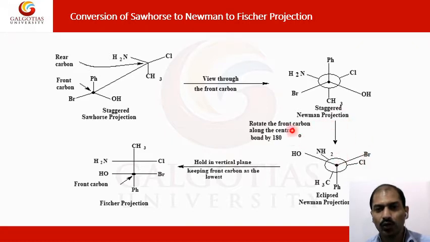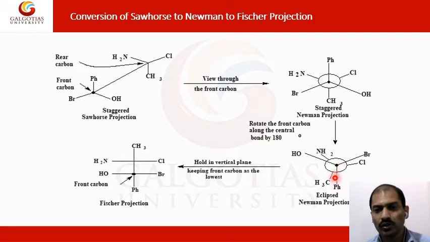So by rotating the front carbon along the central bond by 180-degree. Now what do you have to do? This front carbon you have to rotate by 180-degree. So what will happen? You have to see what changes will be there. If you are rotating this carbon by 180-degree, then what will be the change? This phenyl will come to this side. So similarly here, this phenyl will come along this side, 180-degree.